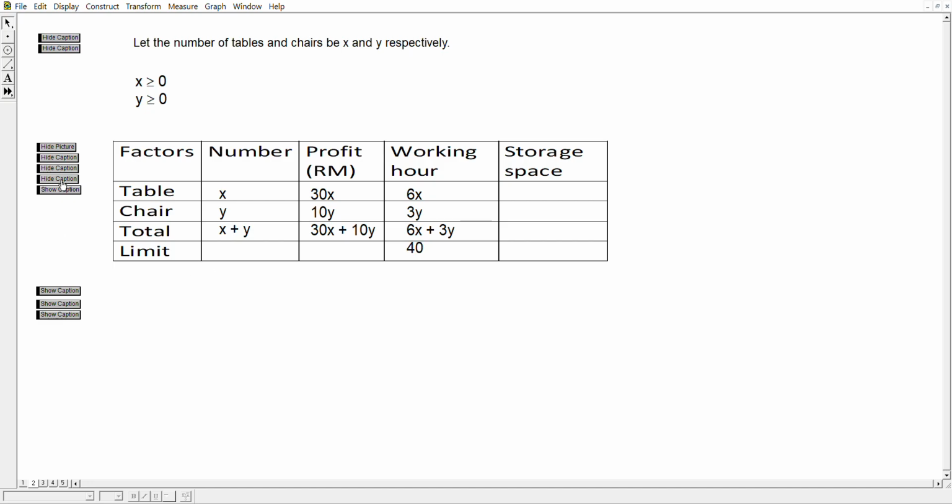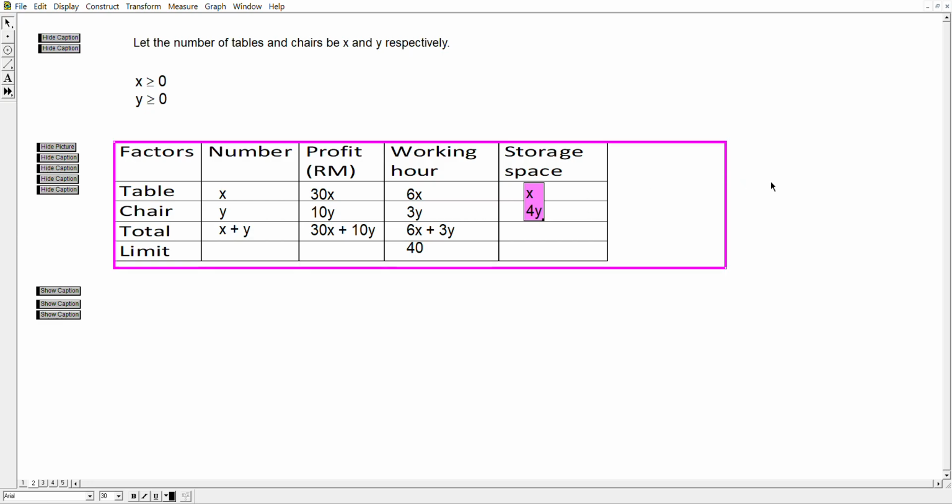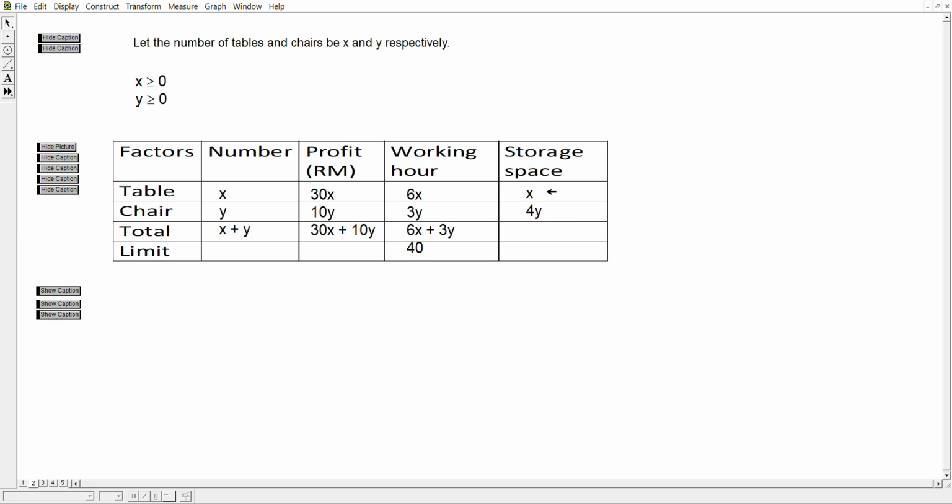We look at the storage space. The storage space for table is x, then chair is 4y.